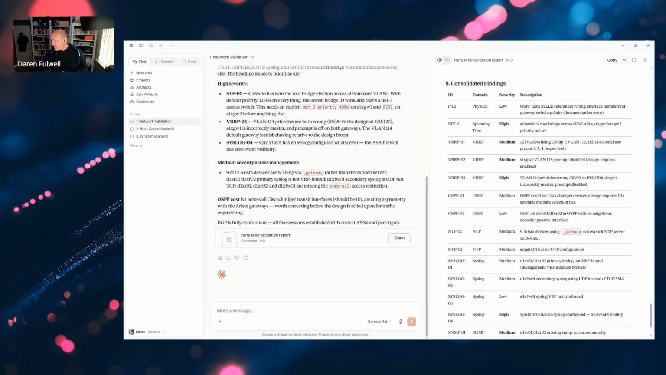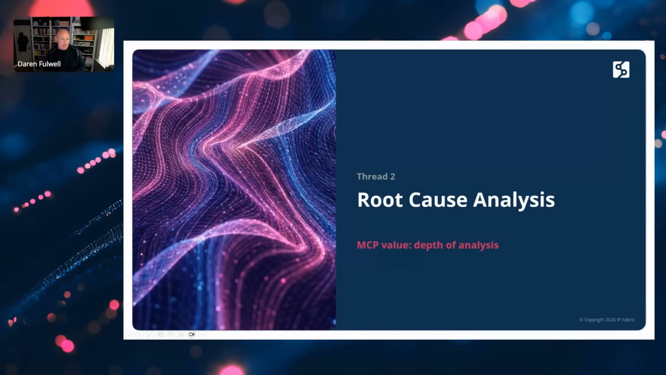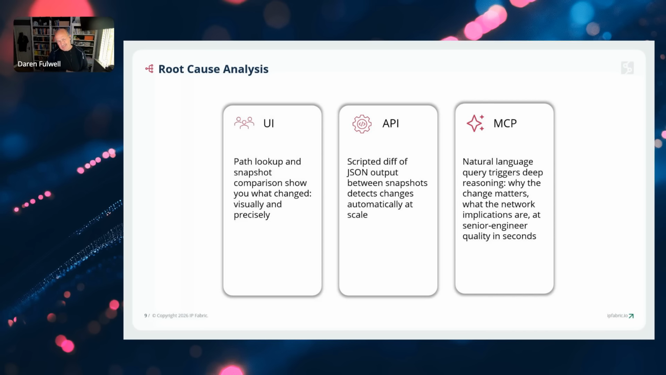Okay, let's go to our second example, and this one is an interesting one. This is root cause analysis, and this kind of turns the whole thing on its head, because this is now not going to IP Fabric and looking specifically for the data, but looking really at where things have changed and why. So it's the symptom rather than the actual state configuration.